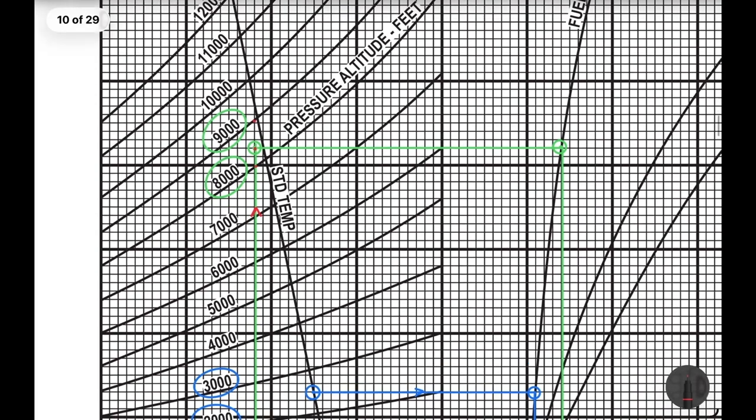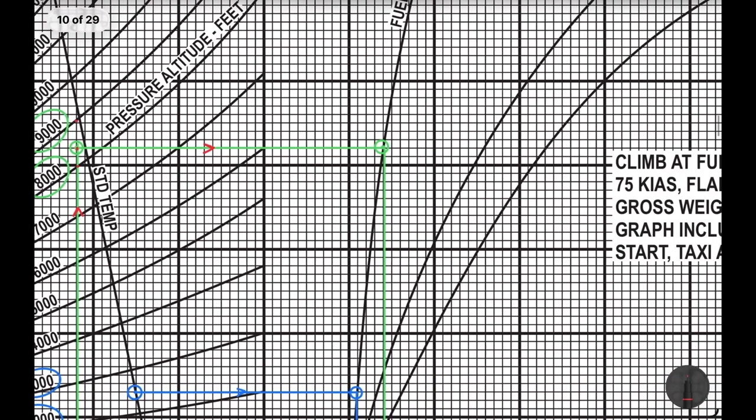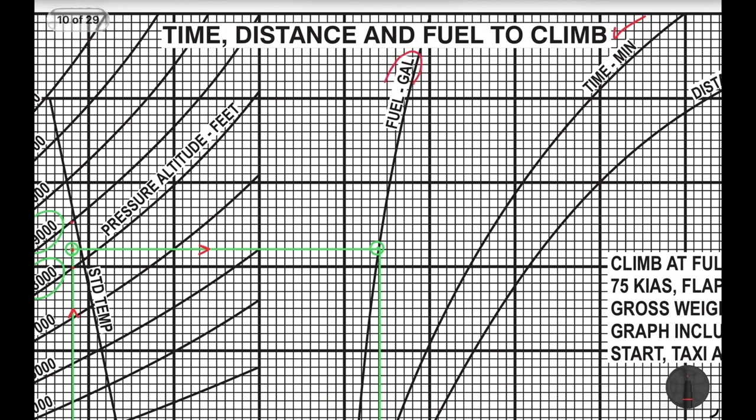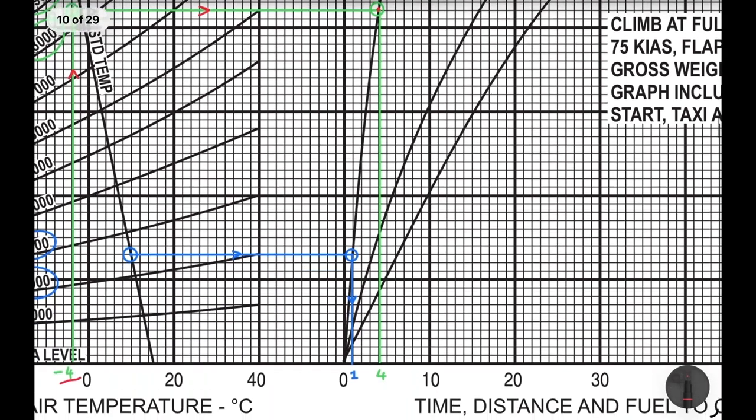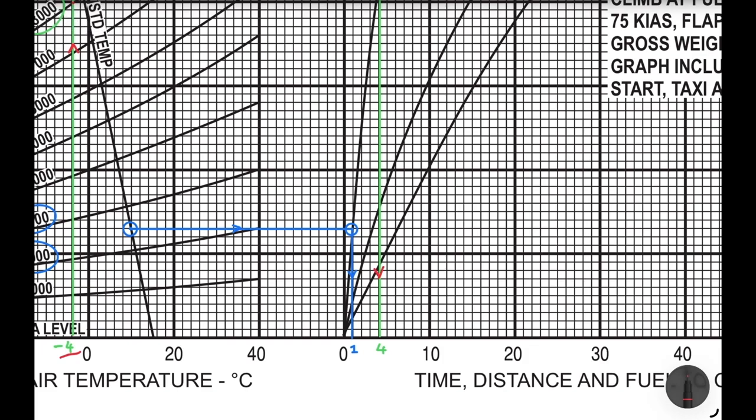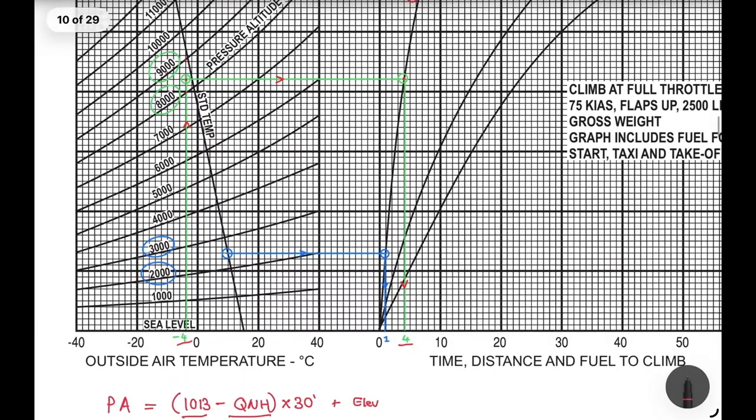Once you have that plot, you go to the right, and then you'll see over here there's fuel in gallons, and this question is about the fuel to climb. So we'll draw this line until we intersect with the fuel to climb, make a plot, and then move straight down all the way, and we see we need 4 gallons to climb to 8,500 foot pressure altitude at the given temperature. That climb is from sea level. So from sea level up until 8,500 foot we will burn 4 gallons.